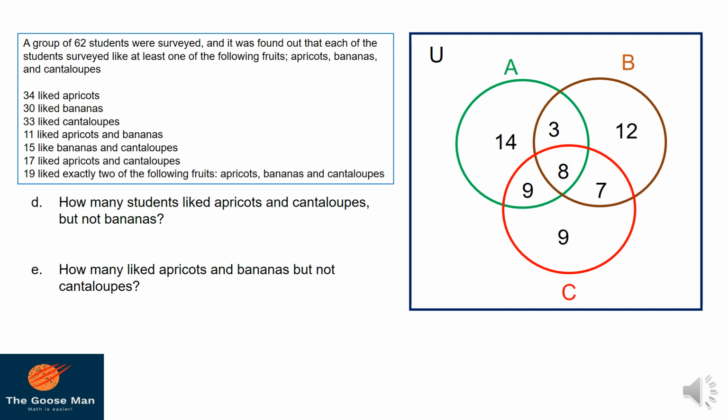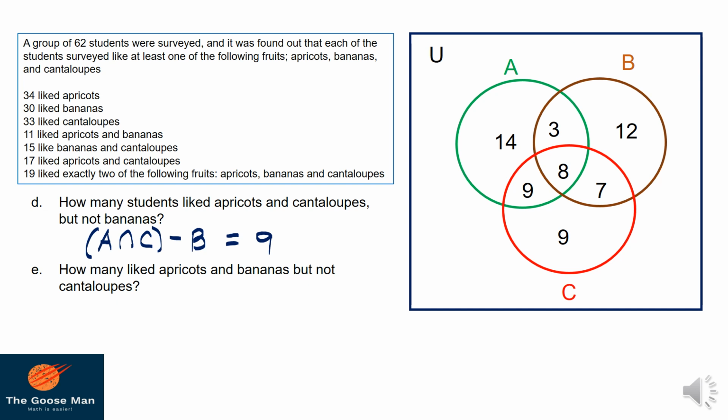But we are looking for the intersection of the apricots and cantaloupes, but we are not going to consider the bananas. Therefore, the answer here is actually 9. Now, if we put this in symbols, that is the intersection of apricots and cantaloupes but not the bananas. So this is equal to 9.